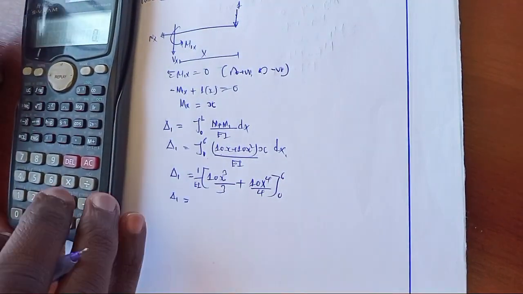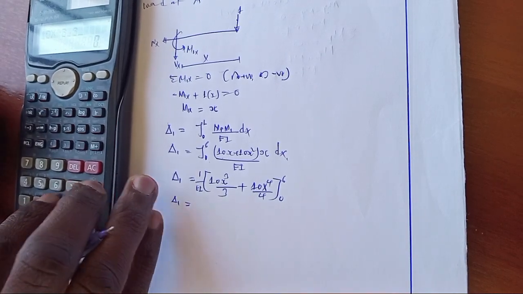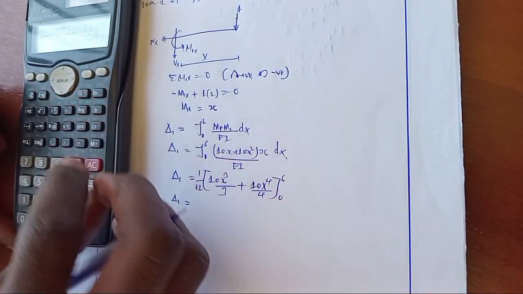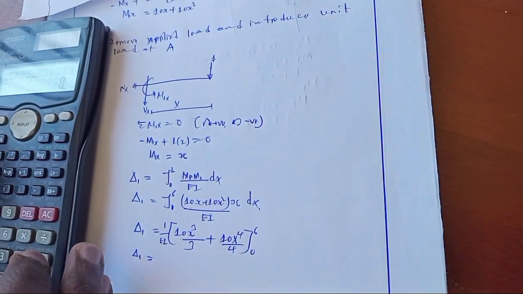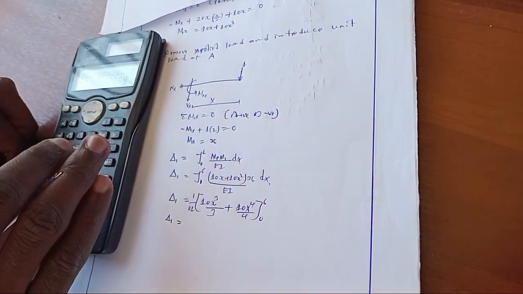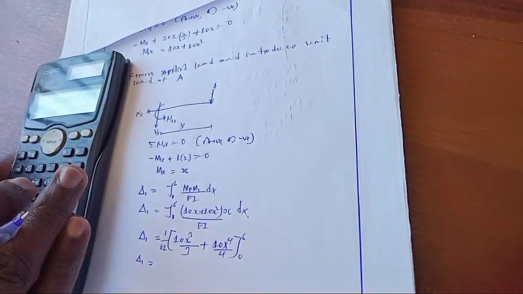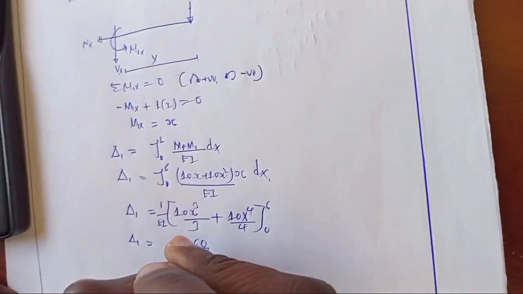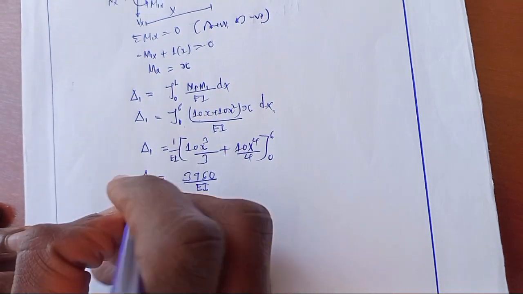Okay, let's calculate by using our calculator. 10 power 3 over 3 plus 10 power 4 over 4. Calculating, it will be 3960 over EI. This is the deflection for section 1.1.